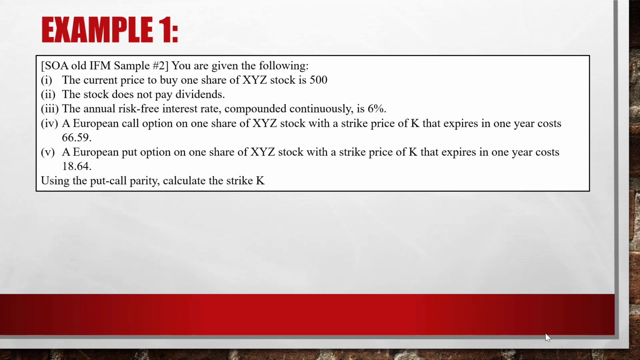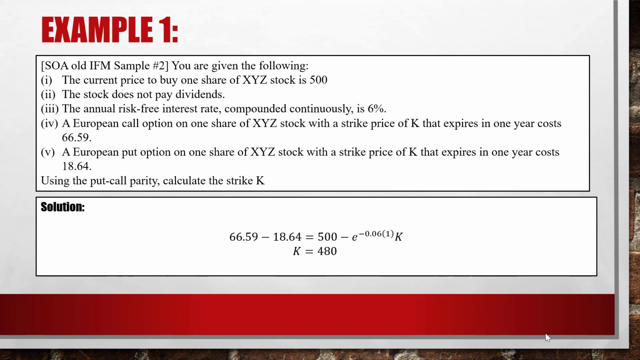Alright, let's consider example 1. You are given the following. The current price to buy one share of XYZ stock is $500, and the stock does not pay dividends. The annual risk-free interest rate compounded continuously is 6%. A European call option on one share of XYZ stock with a strike price of K that expires in 1 year costs 66.59. A European put option on one share of XYZ stock with a strike price of K that expires in 1 year costs 18.64. Using the put-call parity, calculate strike K.